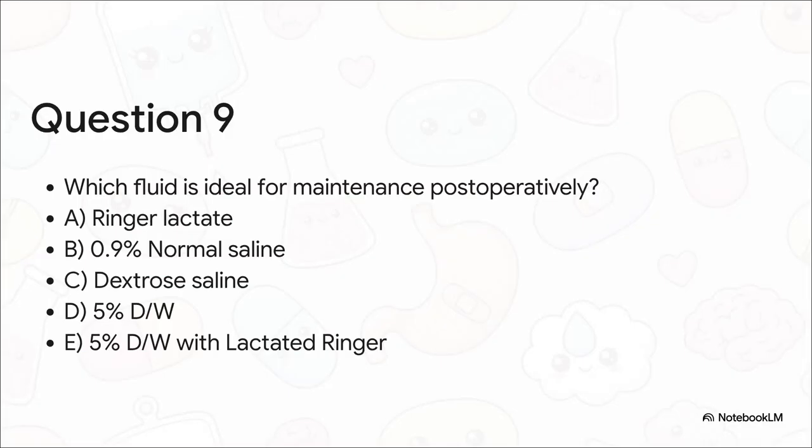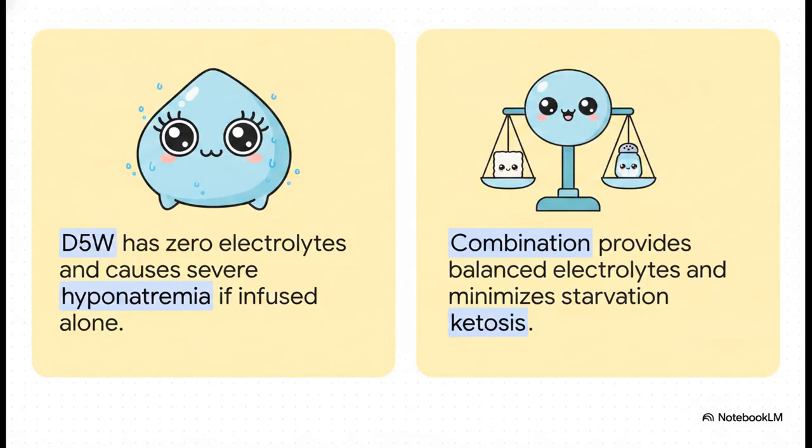Let's talk substrate selection. Which of the following fluids should be given postoperatively as maintenance fluid? A. Ringer lactate. B. 0.9% normal saline. C. Dextrosaline. D. 5% DW. Or E. 5% DW with lactated ringer. The clear choice here is E, 5% DW mixed with lactated ringer.